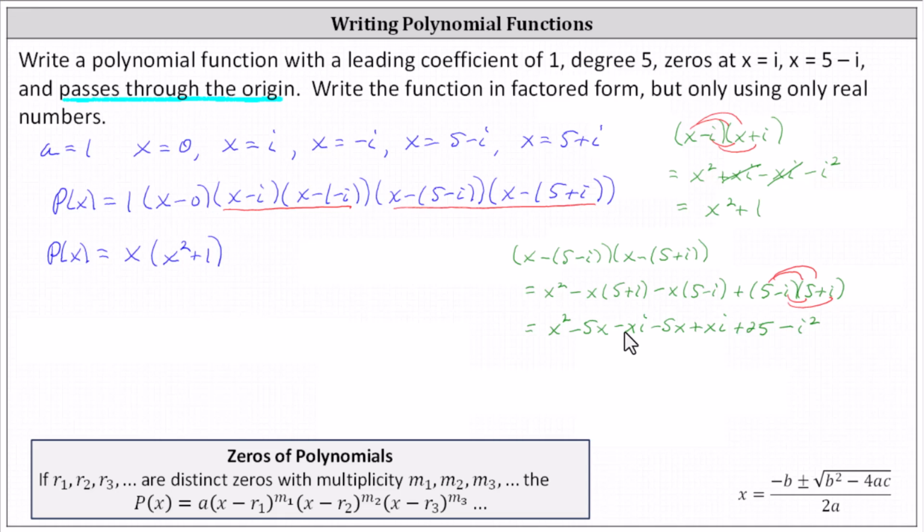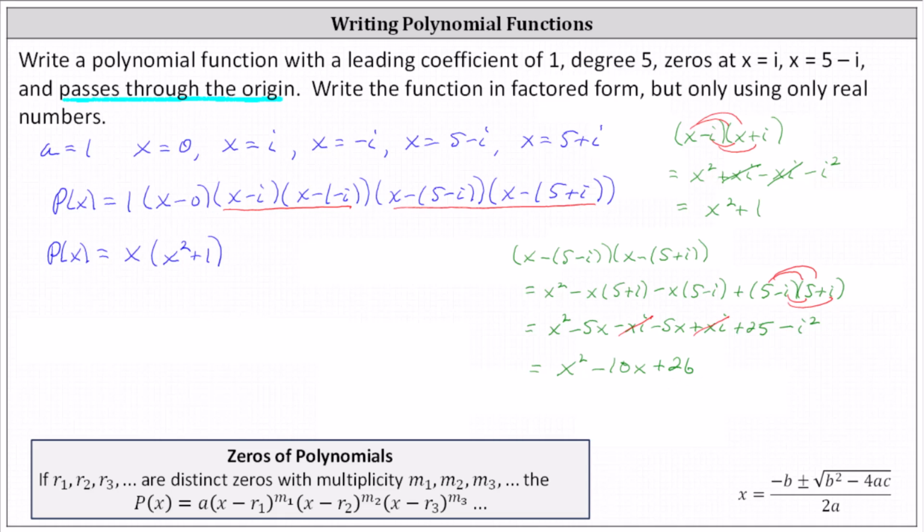Simplifying, negative xi plus xi is 0. We have x squared minus 10x. And then we have 25 minus i squared, which simplifies to 25 minus negative 1, or 25 plus 1, which is 26.